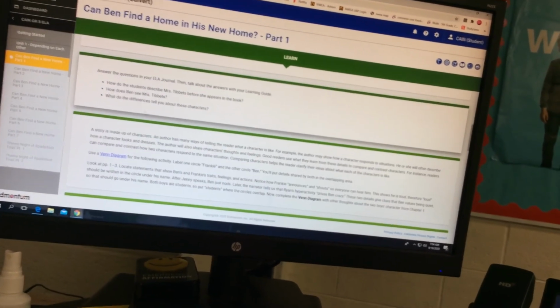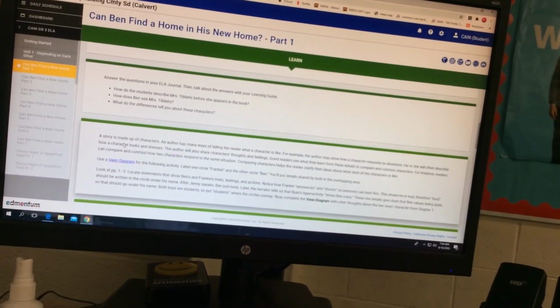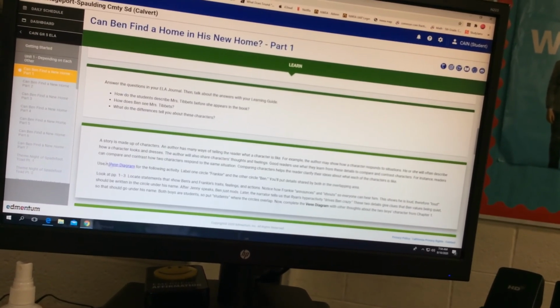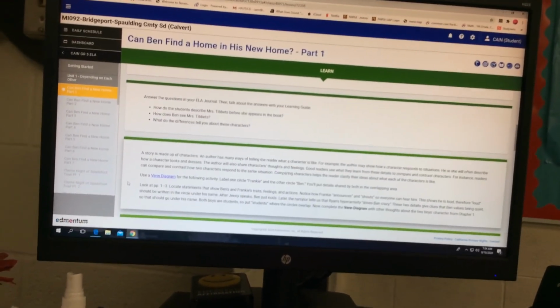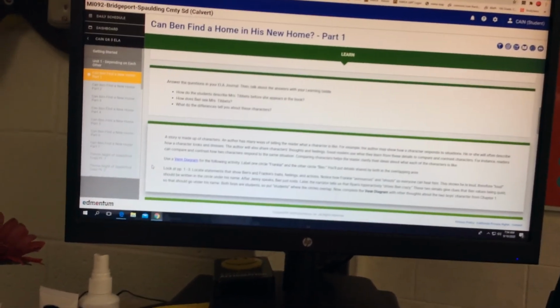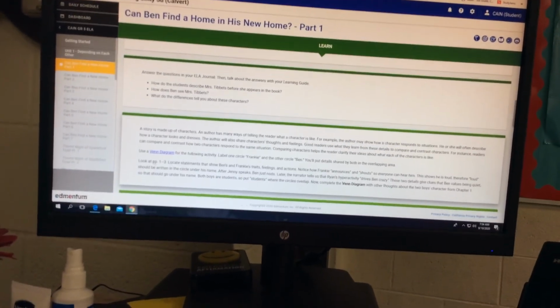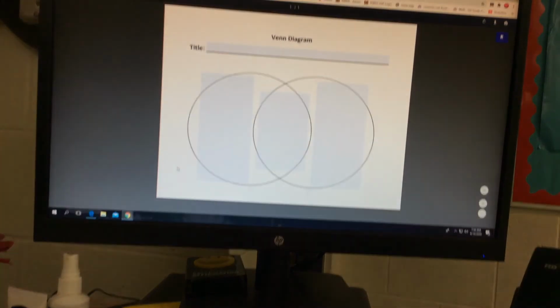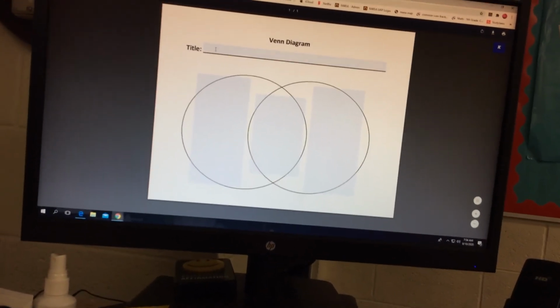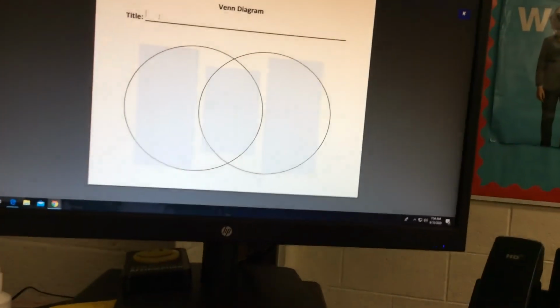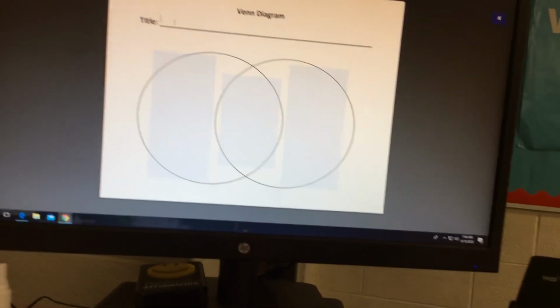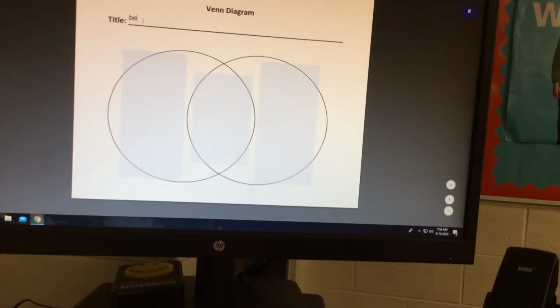So answer those questions after reading it. Then it says a story is made up of characters. An author has many ways of telling the reader what the character is like. So then it's going to ask you to make a Venn diagram. You click it. This is going to be a comparison of the 2 characters. You can type right on here. So we could write Ben.